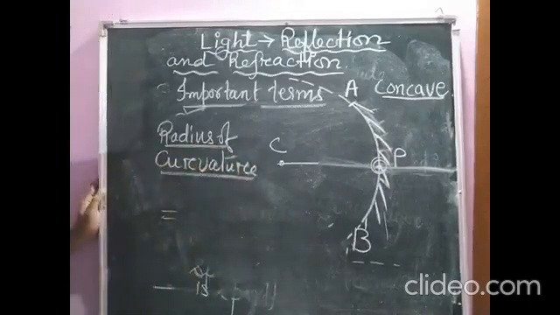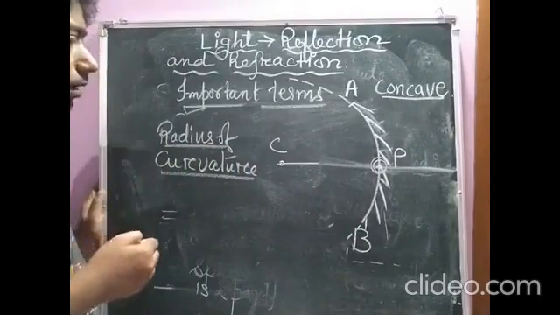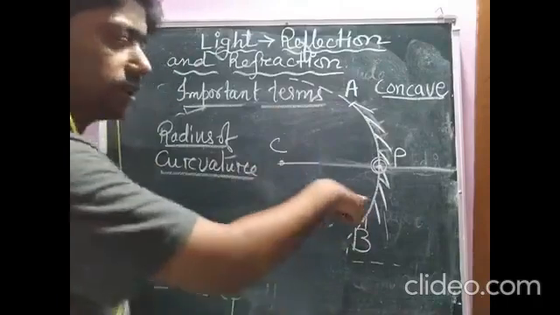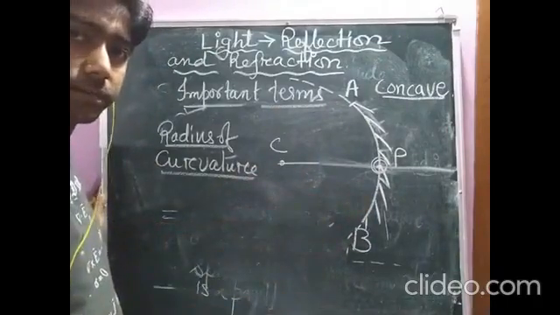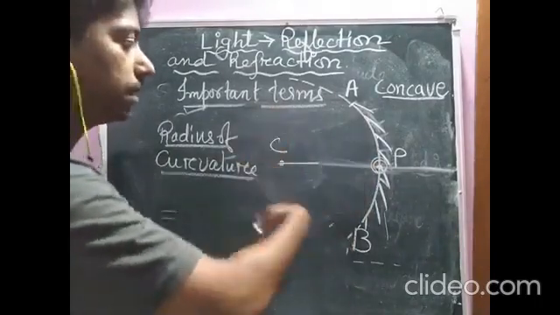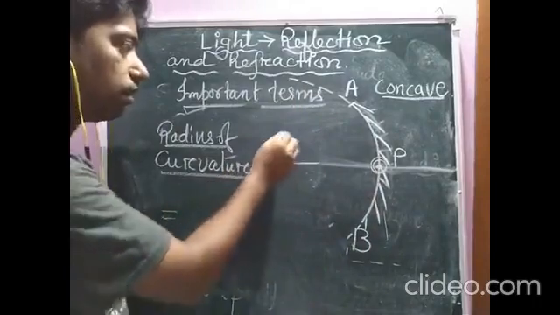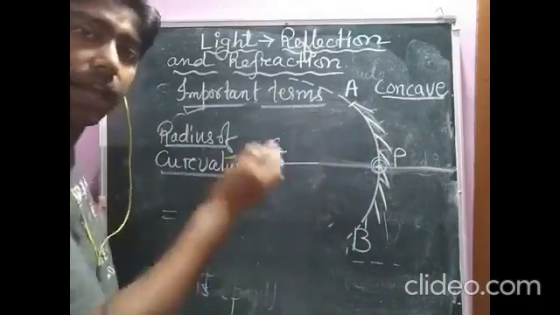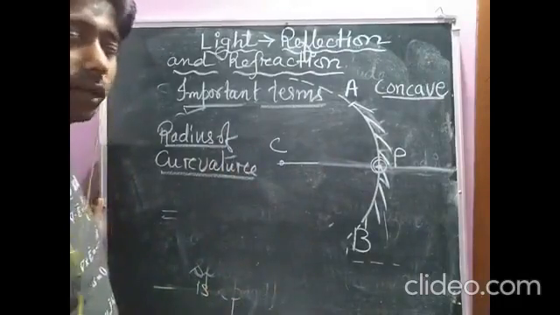Now what is radius of curvature? Now you see, this is the center of the imaginary sphere. Okay, and a sphere has a radius. This C is the center of curvature. It is the center of the imaginary sphere. And any sphere has a radius. That radius is known as radius of curvature.